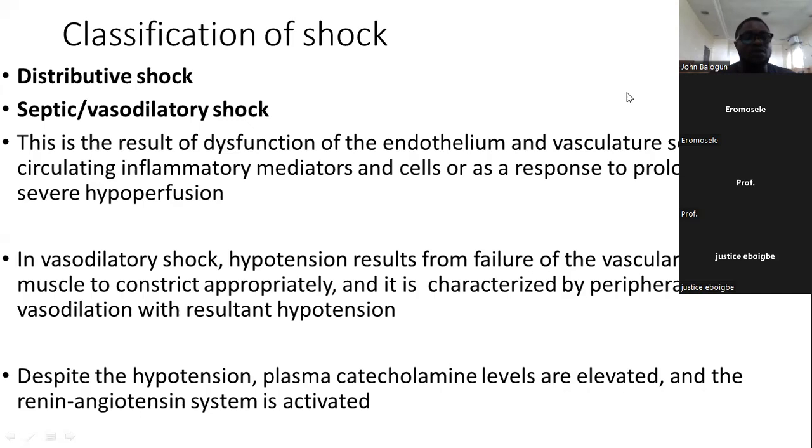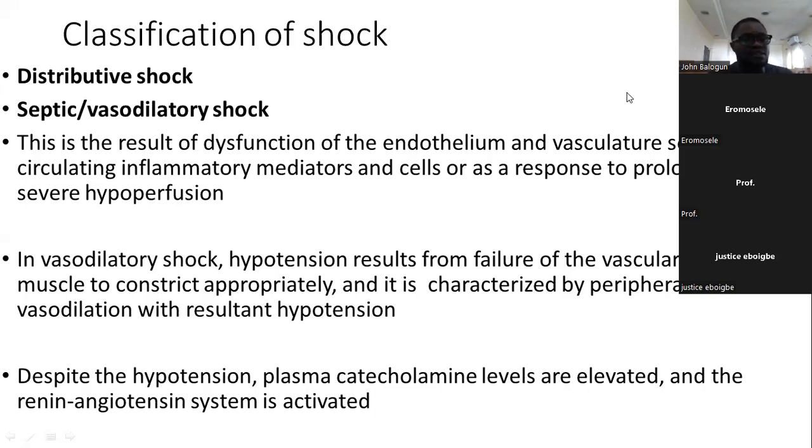Like I said, in distributive shock, the problem is that the tone to the vessel is lost. What is causing the loss of tone depends on the type of distributive shock we are talking about. For septic shock, it's usually caused by toxins. A common cause of toxins is microorganisms. Right? In septic shock, the cause of the vascular dilatation is toxins, and the commonest origin of toxins is usually microorganisms.